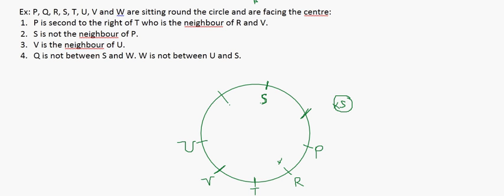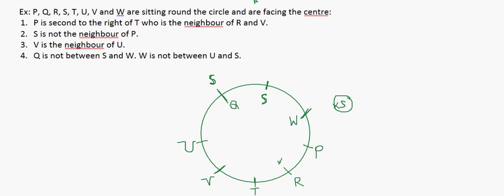Q is not between S and W, right? And W is not between U and S, so W can't be here, right? Which means W has to be here, and eventually Q has to be here. And it says that Q is not between S and W, so that condition is satisfied.